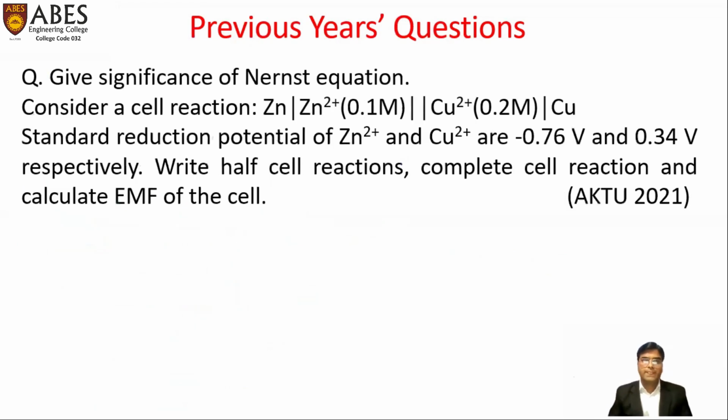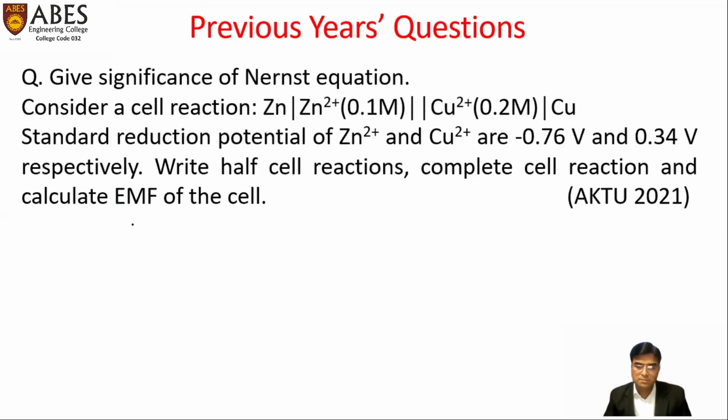Next question. Give significance of Nernst equation. Consider a cell reaction. Cell is given here. Standard reduction potentials of Zn2+ and Cu2+ are given here. Write half cell reactions, complete cell reaction, and calculate EMF of the cell.